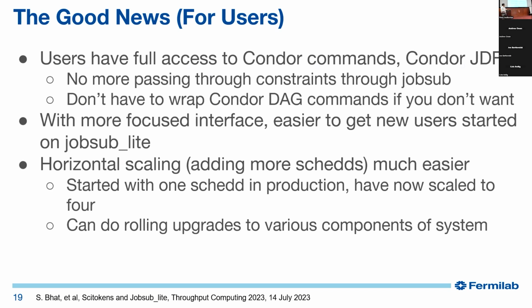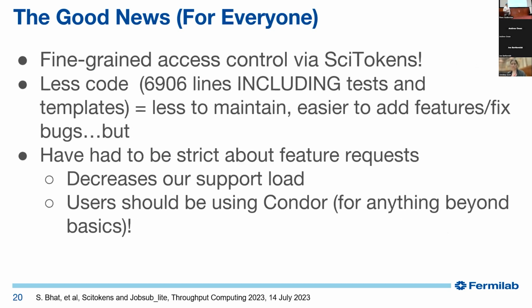Horizontal scaling has also been much easier because we now don't have to worry about a web server that's sitting in front and worry about the round robin DNS when adding a schedd or taking one out or anything like that. It's just add a schedd to the cluster and go for it. So yeah, we started with 1 schedd in production, and we've now scaled to 4, and we can do rolling upgrades because we can set certain schedds in downtime, do the upgrade, and then bring them back up. It's very clean like that.